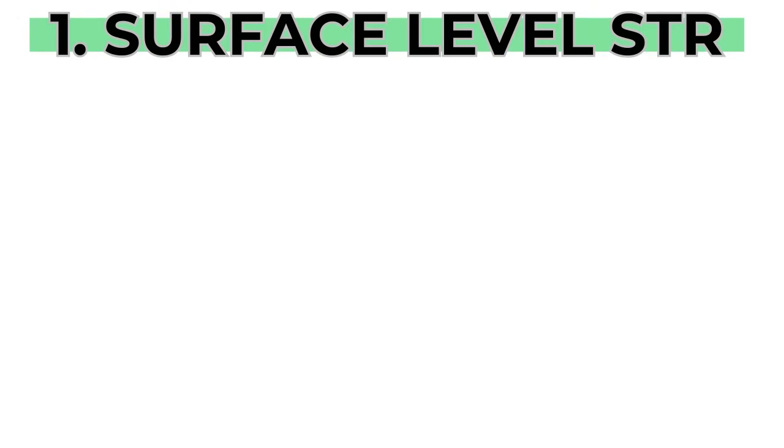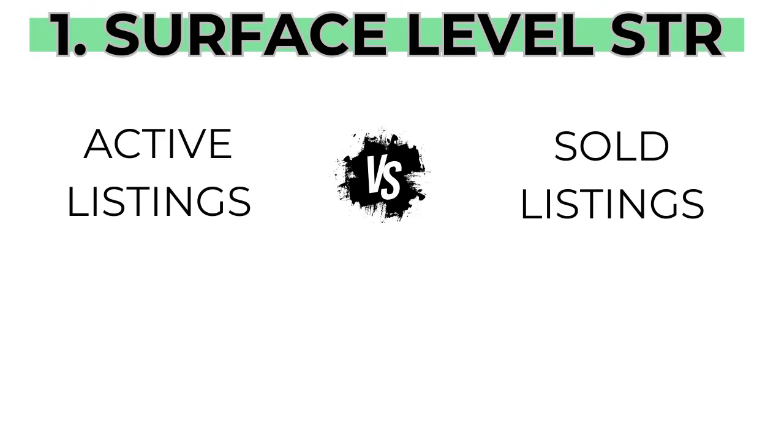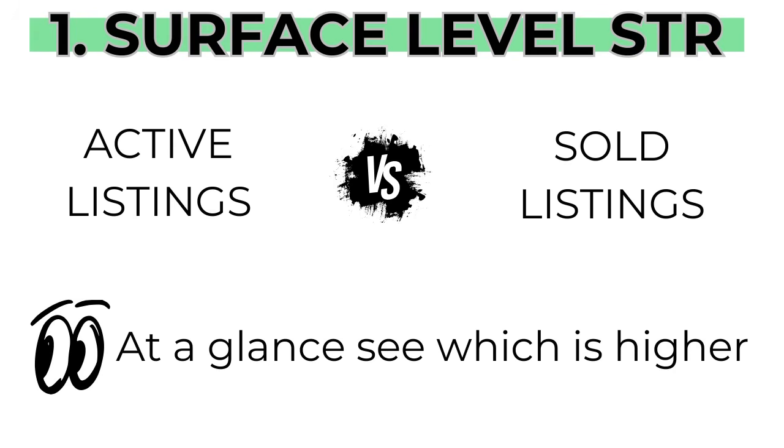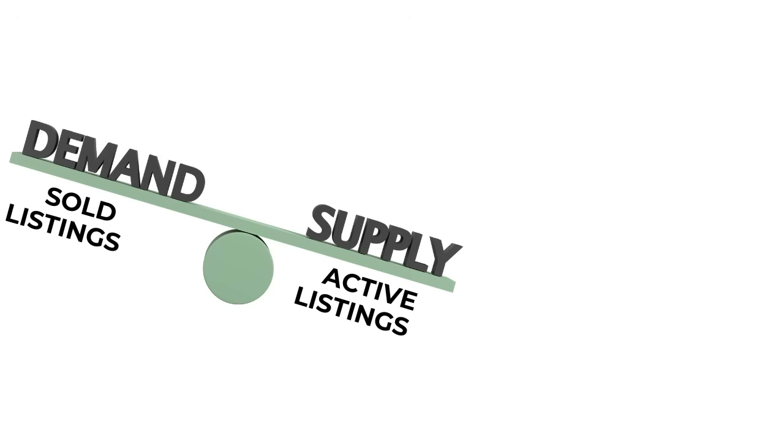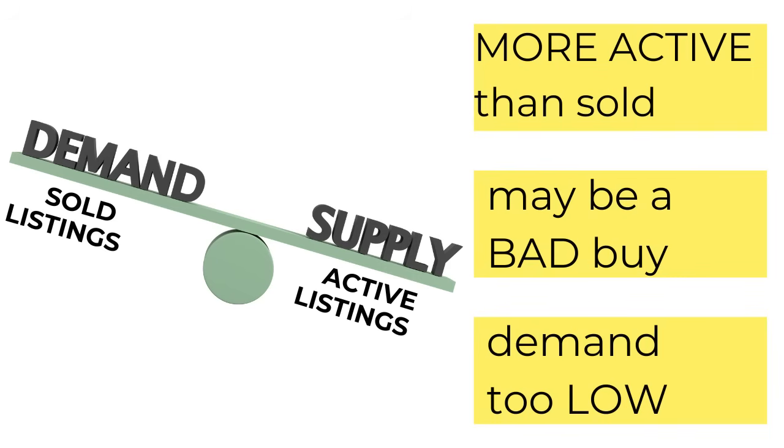You're just going to compare the amount of items listed versus the number sold, and just at a glance see which one's higher. If the amount of items listed is a lot higher than the amount of items that sold on eBay for that exact item, that means that it's probably a bad buy. There's not a lot of demand for that item. Many sellers are listing it, but many buyers aren't searching for it or buying it.